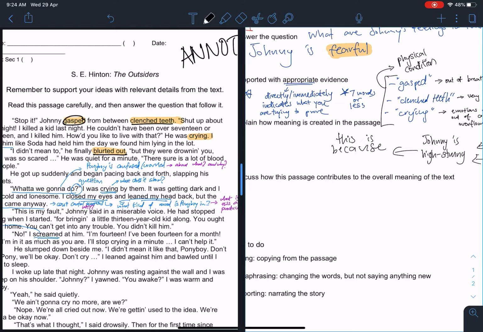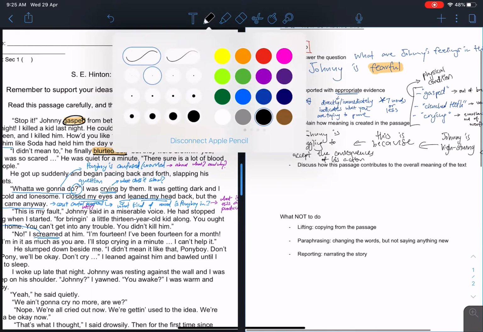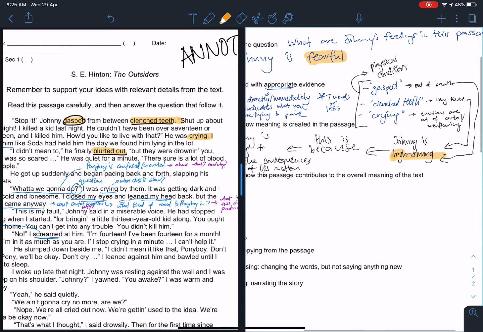Now I could do two things. One of them, I could say this is because Johnny realized that he just killed somebody. Yes, but that is telling me what the passage says. But that is because Johnny is struggling to accept the consequences of his actions. If I just say that Johnny killed a boy, then I am simply repeating myself. I'm just telling the story. But here, because I am trying to prove fearful, I'm trying to show that he is very high strung, he's very tense.